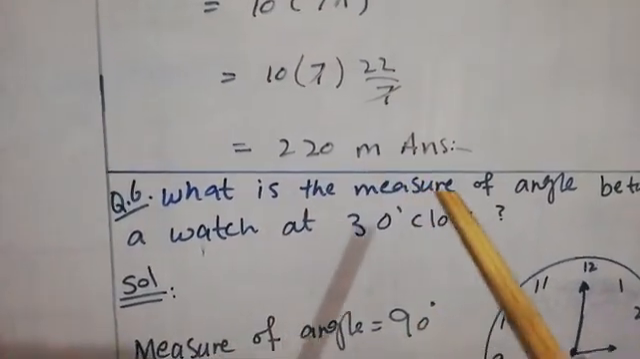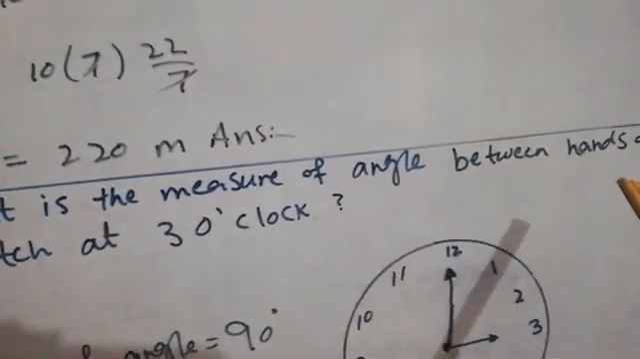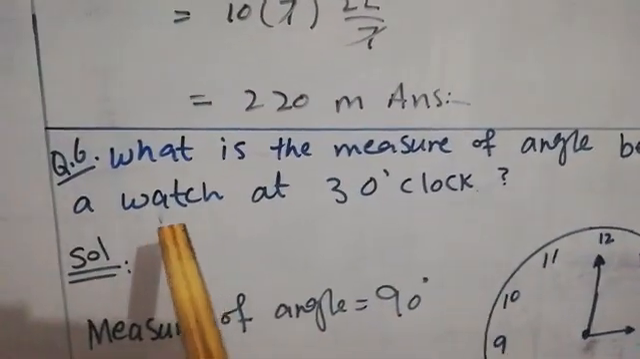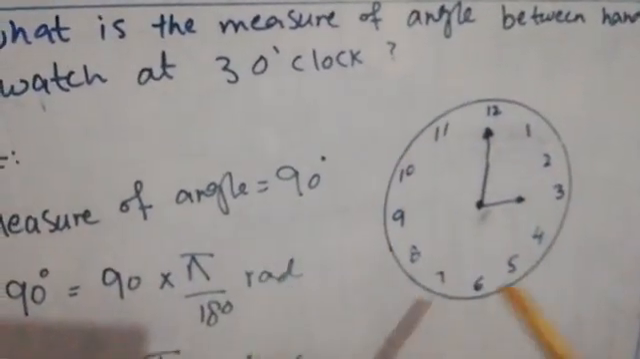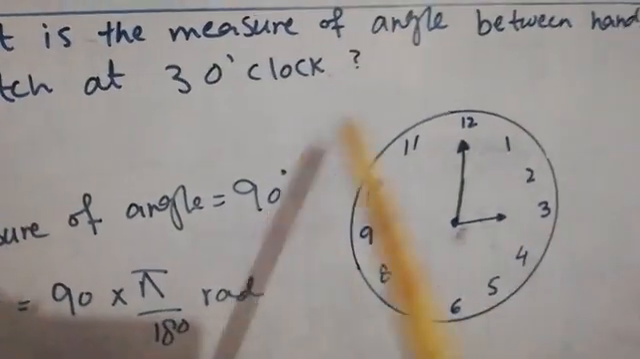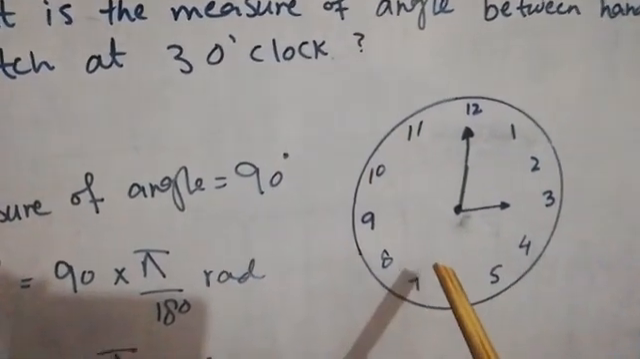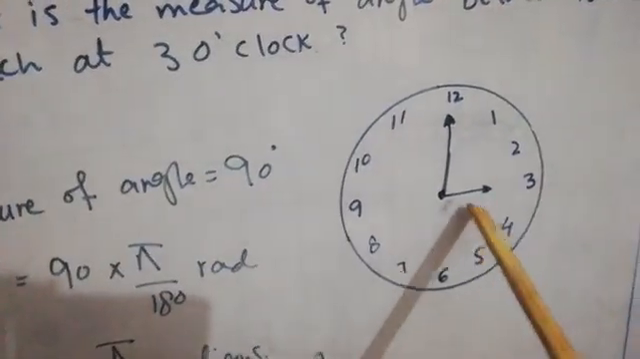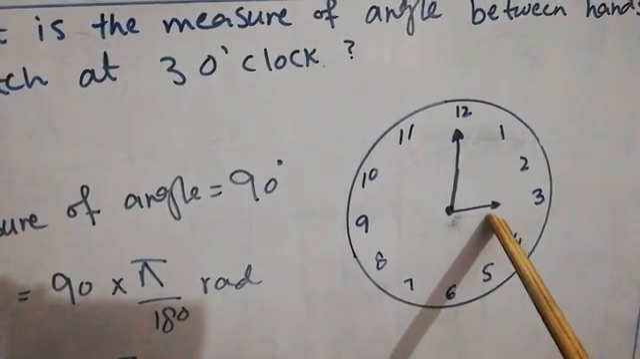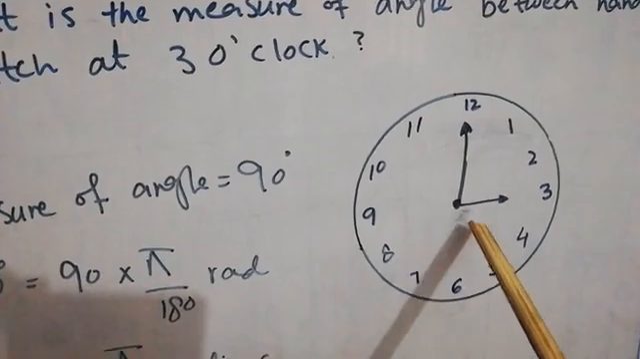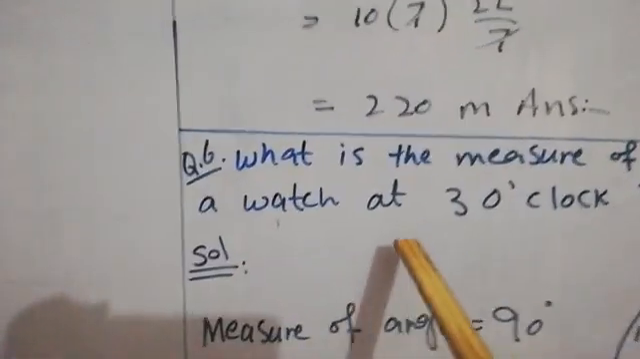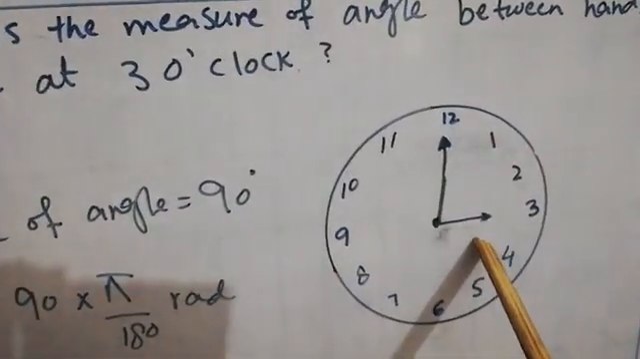What is the circular measure of the angle between the hands of a watch at 3 o'clock? Suppose we have a clock which is in circular shape. First of all, you will draw the clock here in circular shape, and this is the small hand which represents the hours and this is the big hand which represents the minutes, you know about that. Okay, and the time is 3 o'clock.